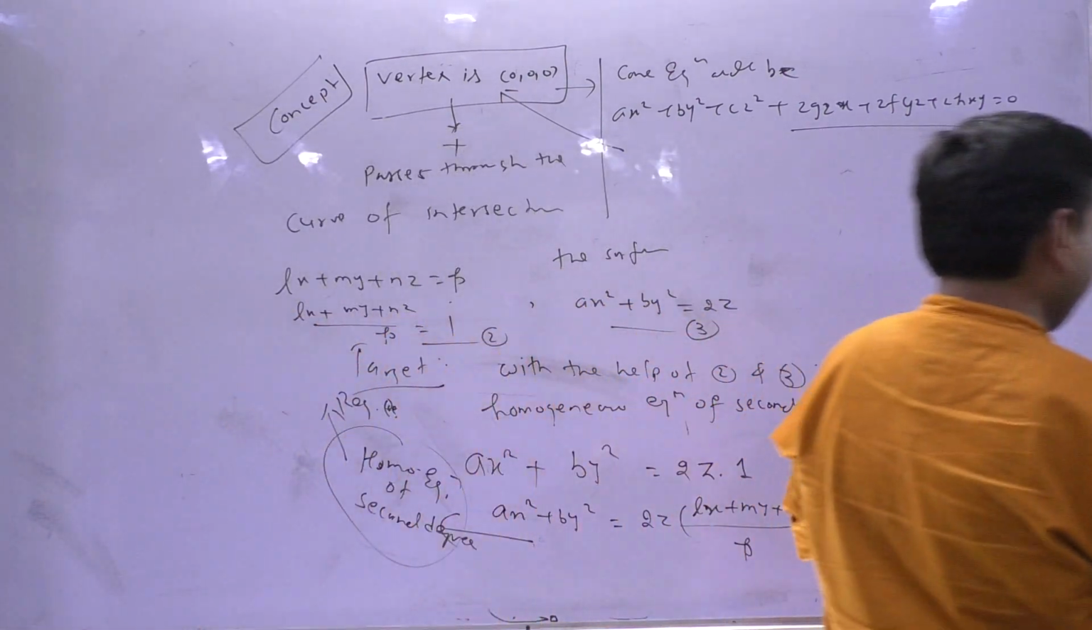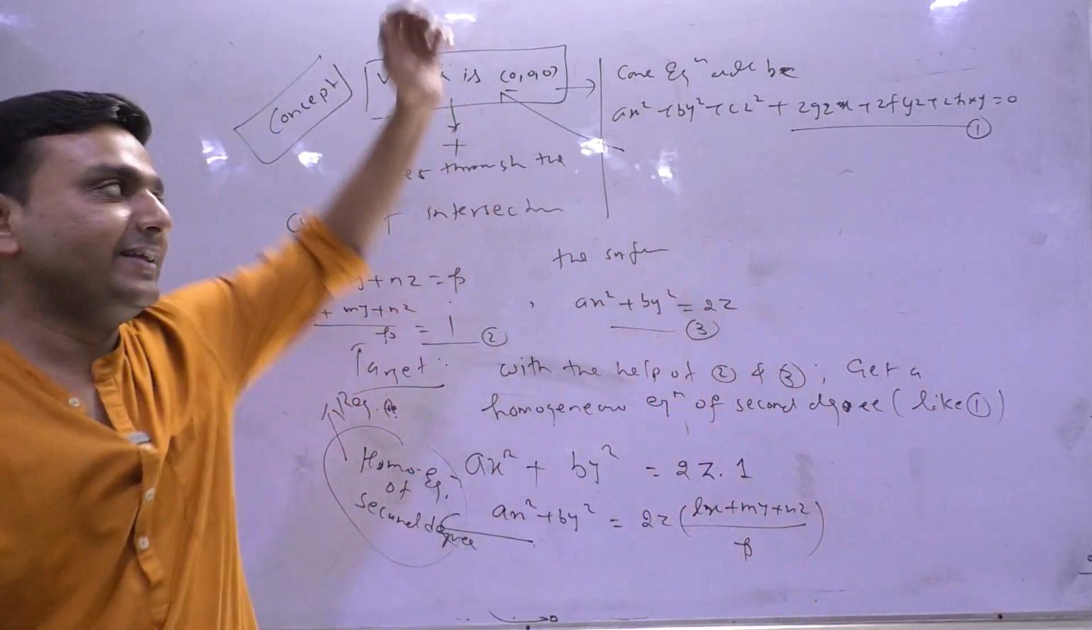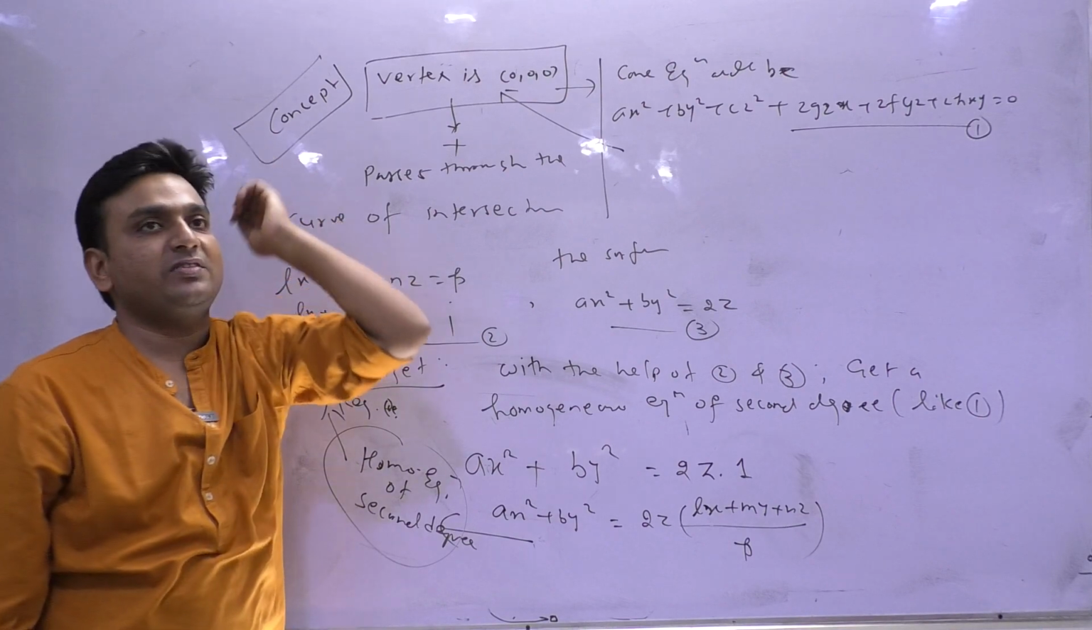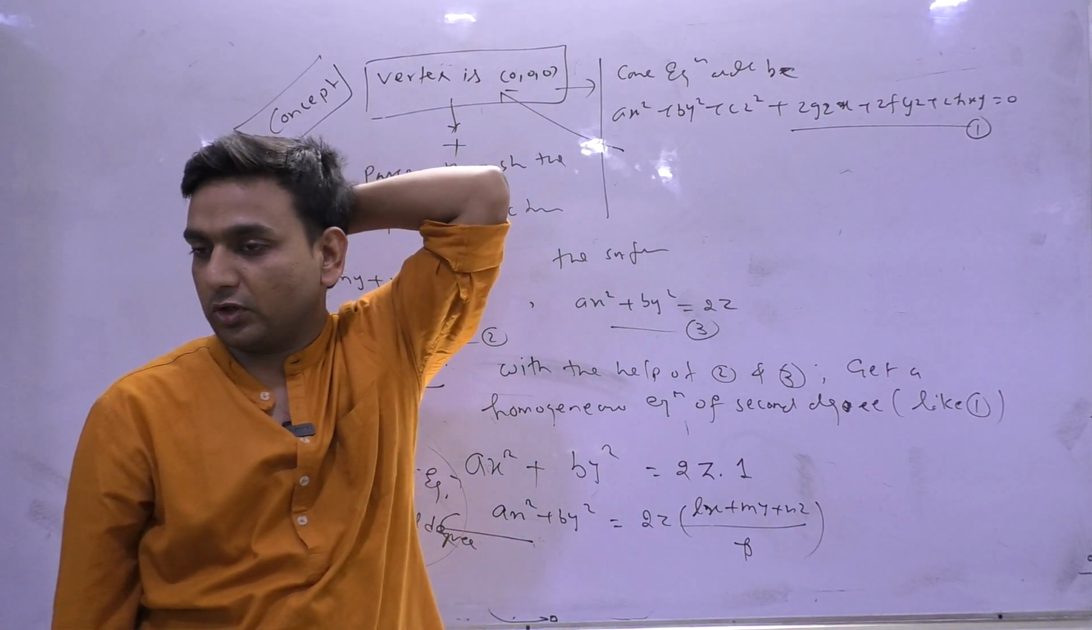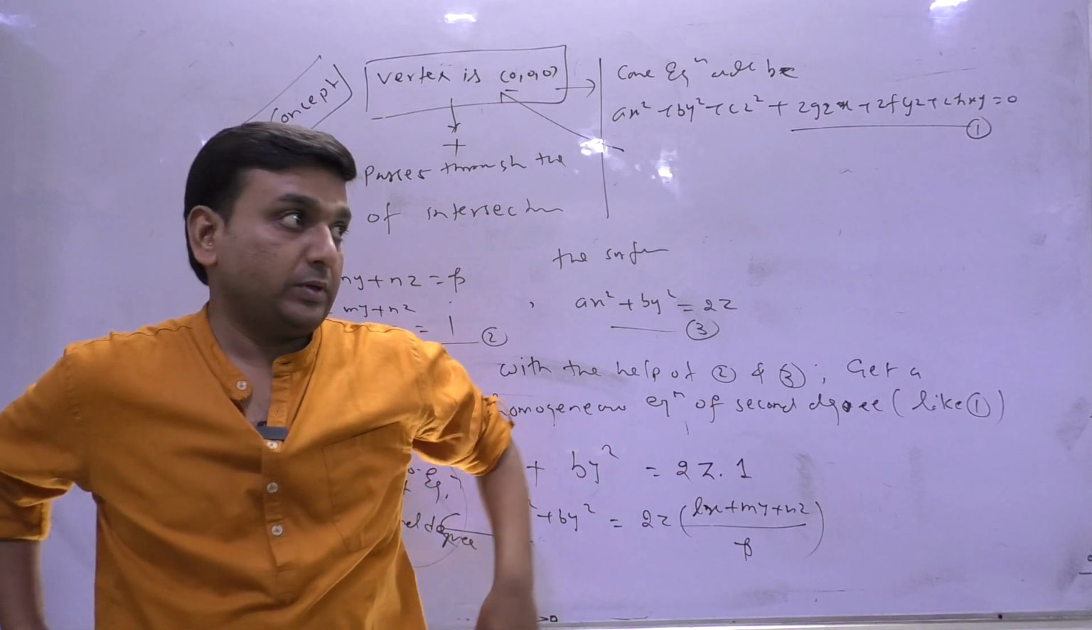Is that clear now? Now I will suggest, the segment 1 for the cone is, don't think cone is right circular cone.